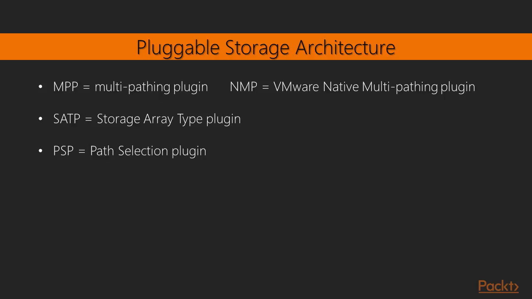So in those cases where there is no specific multipathing plugin for the storage array, the VMware native multipathing plugin is the default, and that actually then takes over the management of that storage array, or actually the transfer of data back and forth to the storage array. In order to do this, there are two other plugins. One is called the SATP, which is the storage array type plugin.